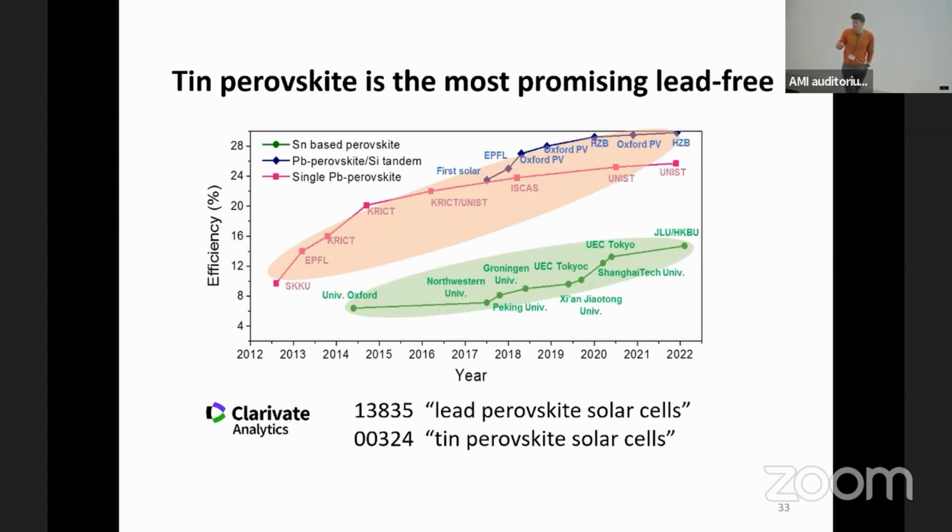Tin was actually proposed since the beginning of perovskite in PV. We published the first paper when I was in Oxford in 2014, and then it was kind of abandoned. The reason is very simple: it was very difficult to manage tin in ambient conditions.